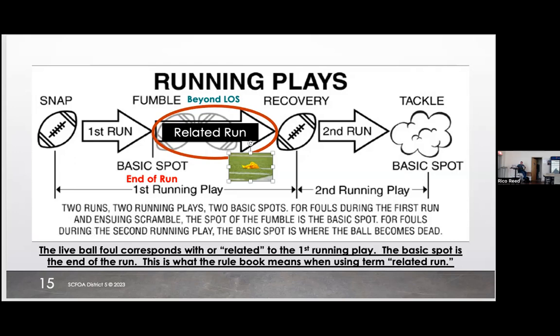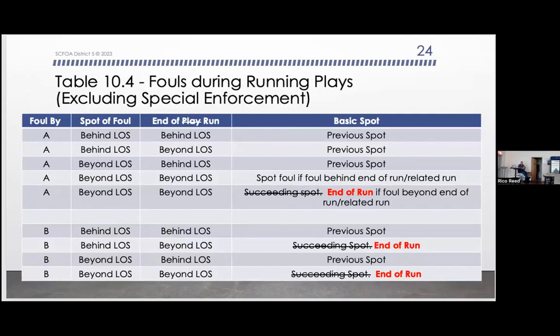All right, so I'm going to jump ahead a little bit. In table 10.4, this is what that table should look like. You should have crossed through the succeeding spot and those 3 lines and changed that to end of the run. Even on the column title, it's end of the run, not end of the play. So it's table 10.4 on page 83.